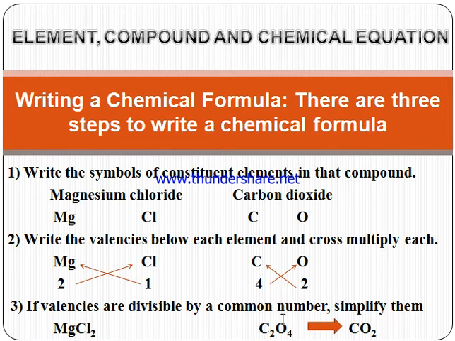If valencies are divisible by a common number, then simplify them. So we can divide it by 2, the formula will become CO2. This is the complete formula of the compounds, that is carbon dioxide and magnesium chloride.